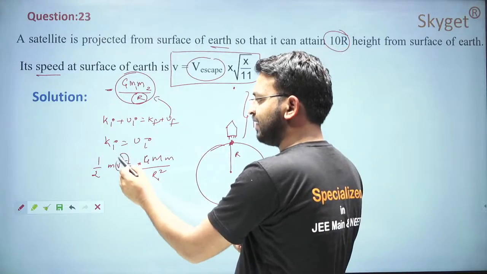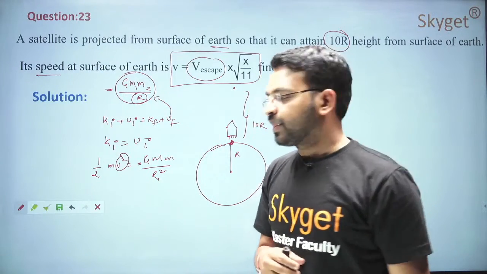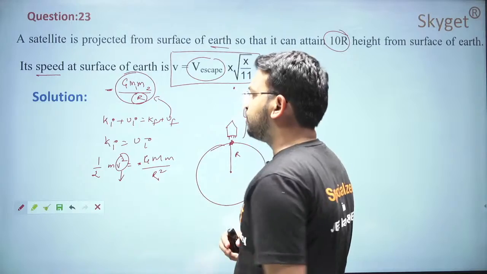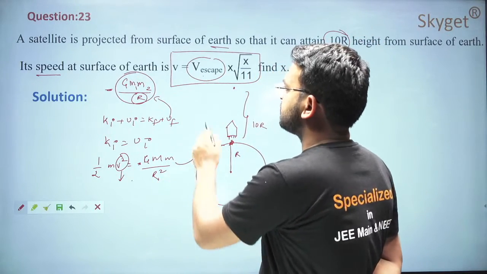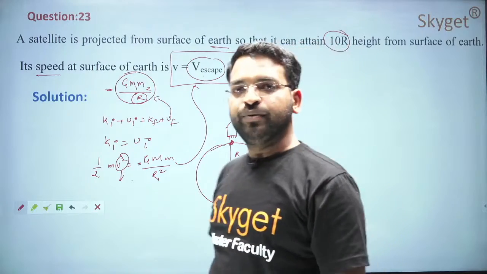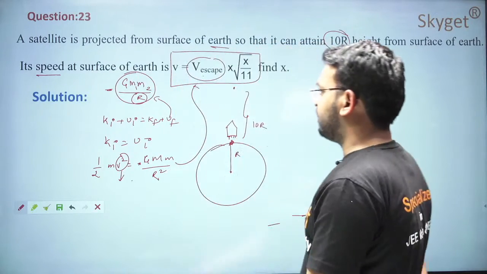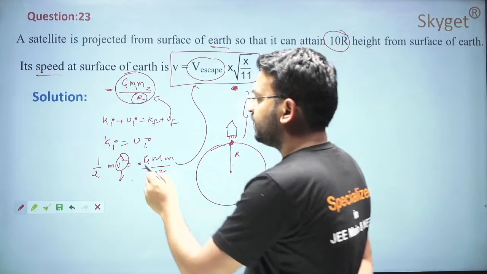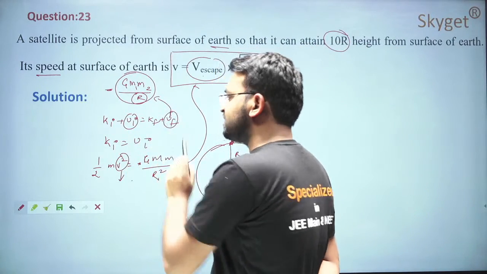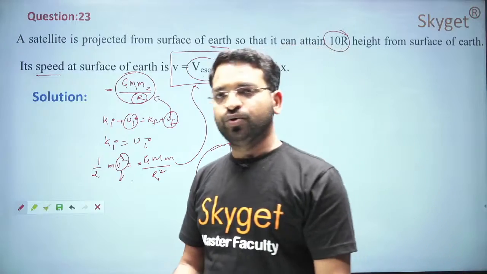From here, if you place the value, you will get the velocity, right? This is your velocity. So escape velocity you are able to find out from this equation. You just need to place the value over here and you will be able to get your answer. Same thing you have to do at this point: you have to conserve your energy. Initial is there, final you can place as 11r, and you will be able to solve these things.